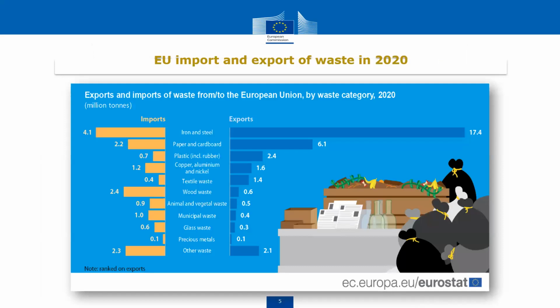This is just to illustrate a breakup in waste streams. So as you can see, iron and steel scrap is by far the largest stream that is exported, but also imported, and that's of course because of the weight that is with this waste. But also paper and cardboard, plastics, copper, and other non-ferrous metal scrap is being exported.